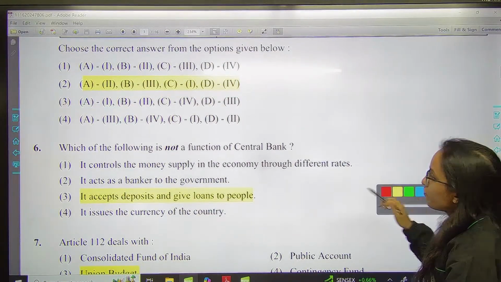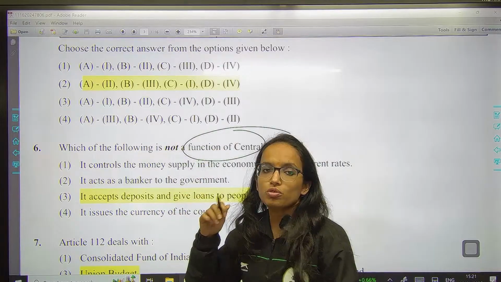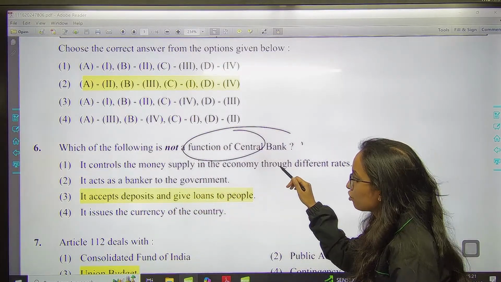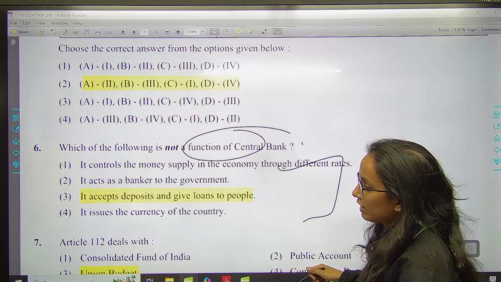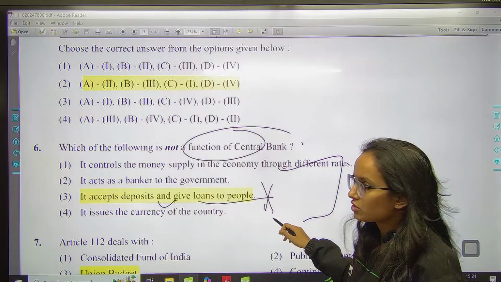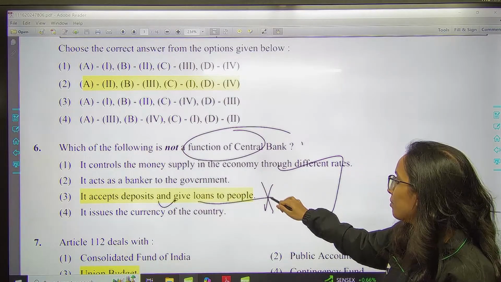Then they also ask you functions of central bank. They can ask you which of the following is a function of central bank or is not a function of central bank. So which of the following is not a function? Like it accepts deposits and it gives loans to the people? No, it is not a function of central bank. It is a function of a commercial bank, right?